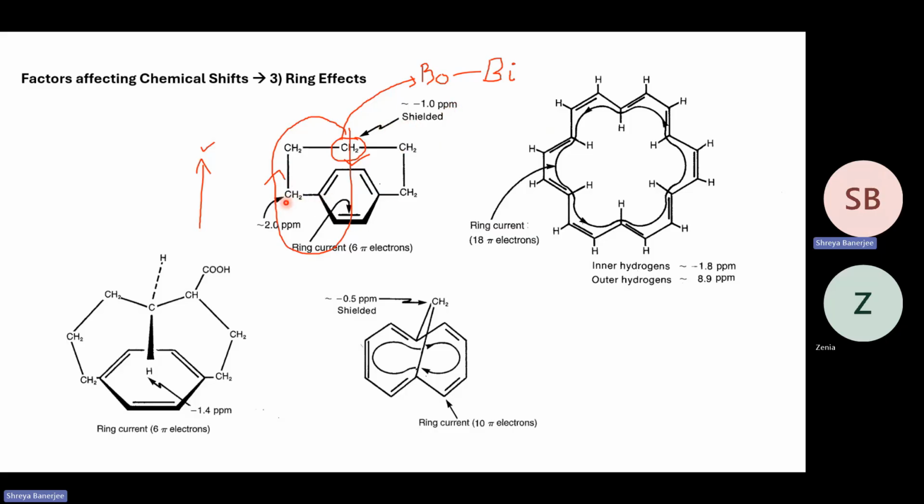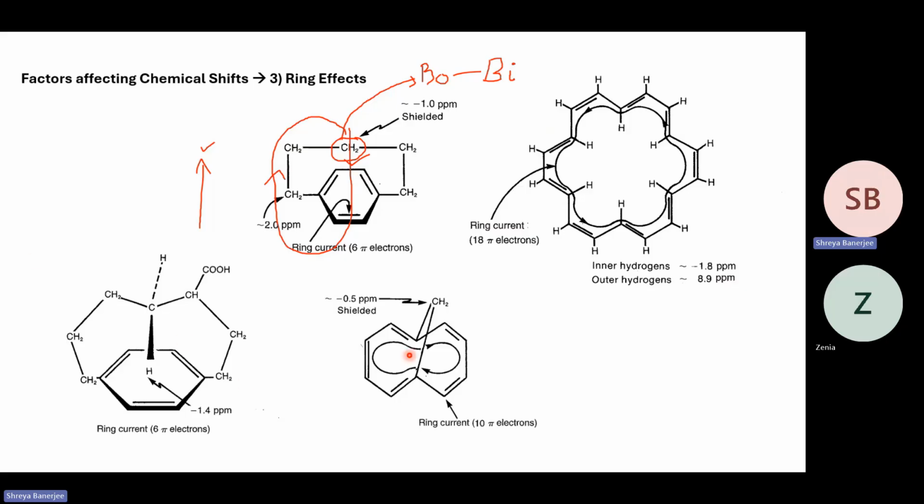Whereas if you look at this hydrogen, which is in the same plane as the ring, here induced is in the upward direction, applied is in the upward direction. So chemical shift delta values will be much higher. It is 2 ppm. Similarly, if you look at this aromatic system, the inner hydrogens will have lower chemical shifts. They are negative actually, -1.8 ppm. Whereas the outer hydrogens, they will experience this kind of summation of fields. So the chemical shift is so much greater, 8.9 ppm.